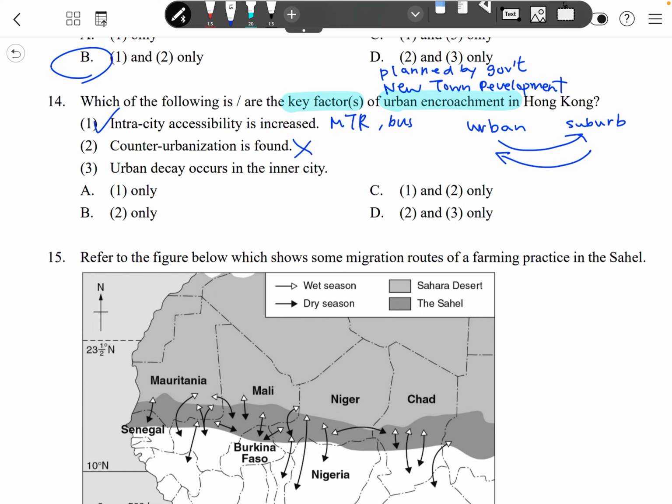Number 3, urban decay occurs in the inner city. So this is a natural phenomenon and is not the key factor causing the urban encroachment. So we have urban decay, so the government needs to do the 4Rs. Okay, 4Rs. So it's not directly linked up with the urban encroachment. The answer will be A.